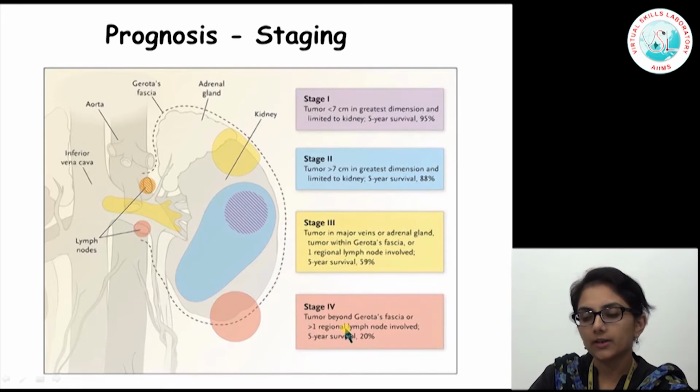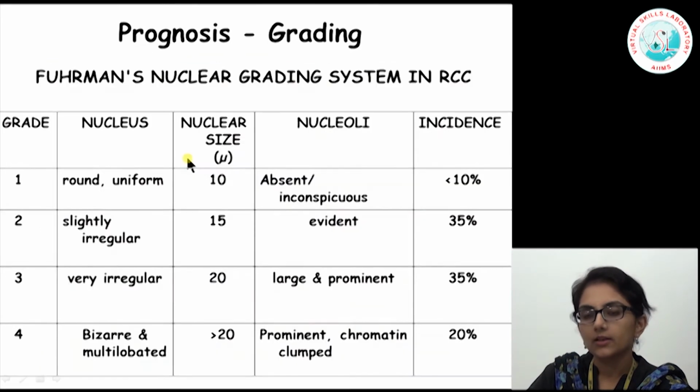By stage 4 renal cell tumor, the tumor has now gone beyond the Gerota's fascia or has involved more than one regional lymph node, and you can see that the 5-year survival is significantly lower at 20%. The Fuhrman's nuclear grading in RCC divides RCCs into 4 grades based on the appearance of the nucleus, size, as well as the nucleoli.